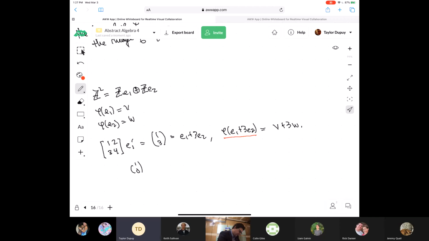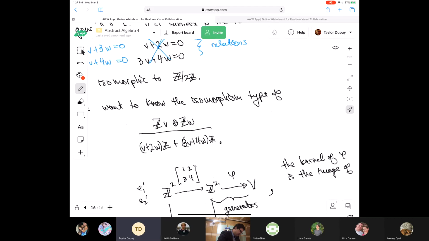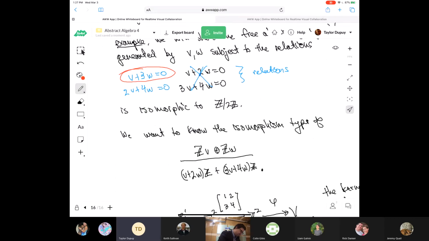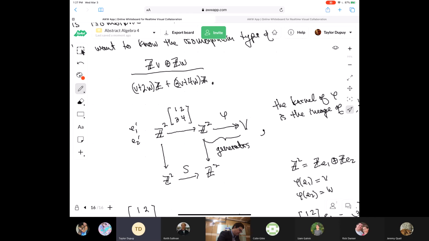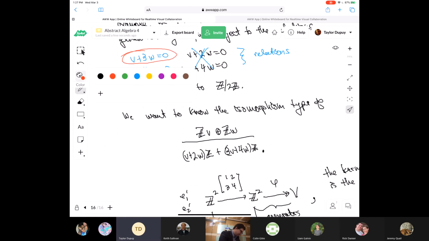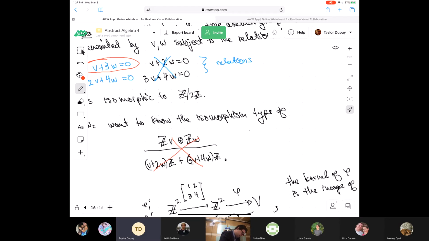Okay, so now you see that this thing here is this, which is what we decided was 0 here. So now I've written it in a way, and now this needs to be fixed, and this needs to be fixed as well. So this is ZV direct sum ZW modulo V plus 3W Z plus 2V plus 4W Z. Okay, so this is what we're computing.